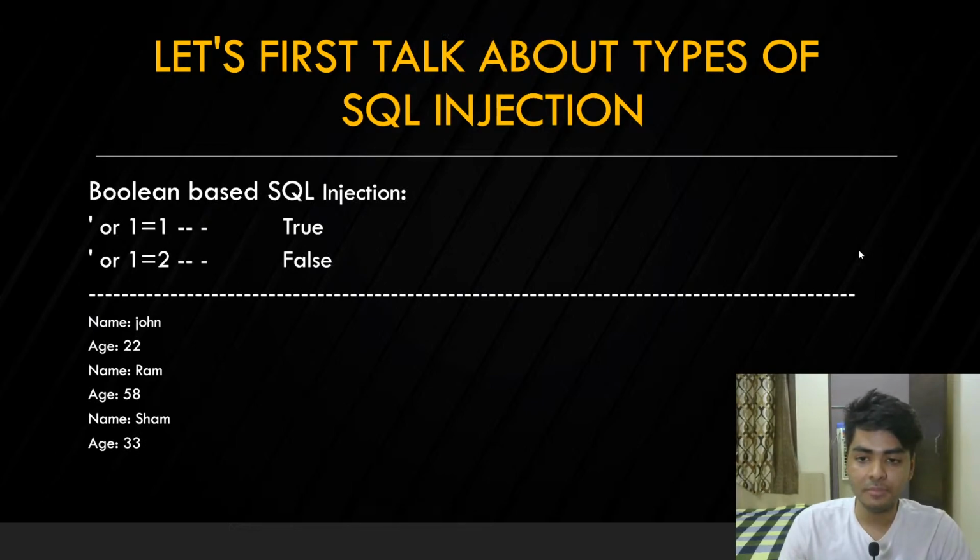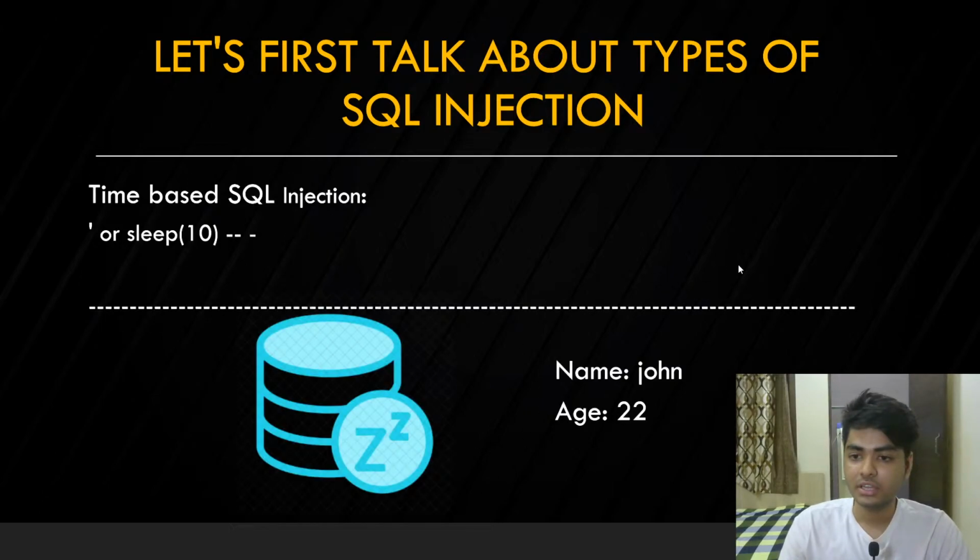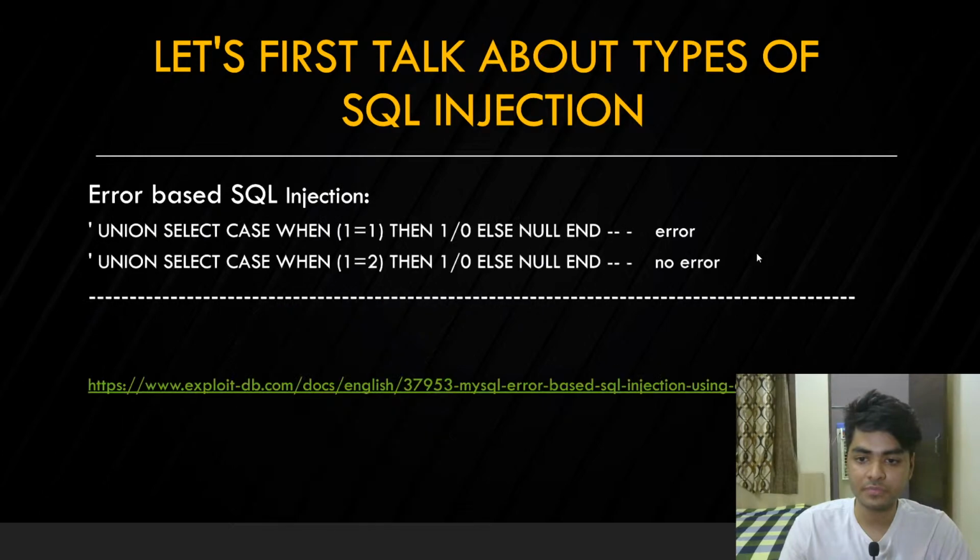Second is Boolean based SQL injection, where we do 1 equal to 1 and 1 equal to 2. If we do 1 equal to 1, we get the list of usernames and anything else, and if we do 1 equal to 2, which is false, we don't get anything. Then we have time based SQL injection, when we don't have any errors, any response, nothing. At that time we use the sleep function to delay the response of the web request, and after 10 seconds, when the database sleeps, we get the response.